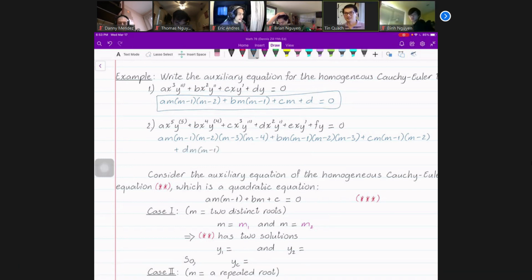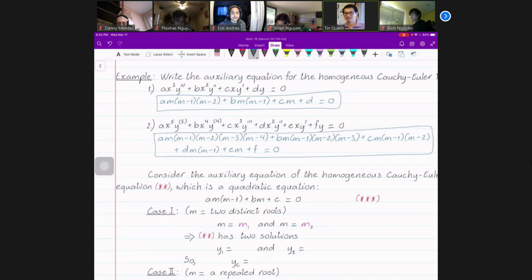And then the y prime should be e times m. And for the last term, what would you get from that? Just f. And then equals 0. So that is the auxiliary equation for this fifth order Cauchy-Euler differential equation.